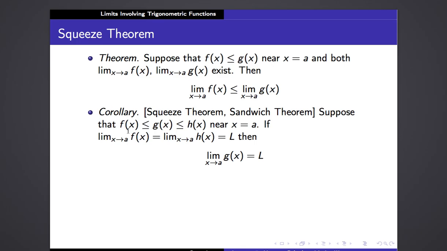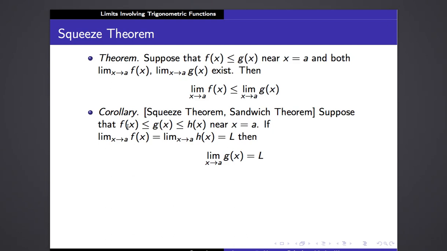Suppose we have three functions, f of x, g of x, and h of x, satisfying the following inequality: f of x is less than or equal to g of x is less than or equal to h of x. In other words, g of x is in between the two functions f of x and h of x. It doesn't have to be true all over the domain, but just near x equals a, on a small open interval containing a.